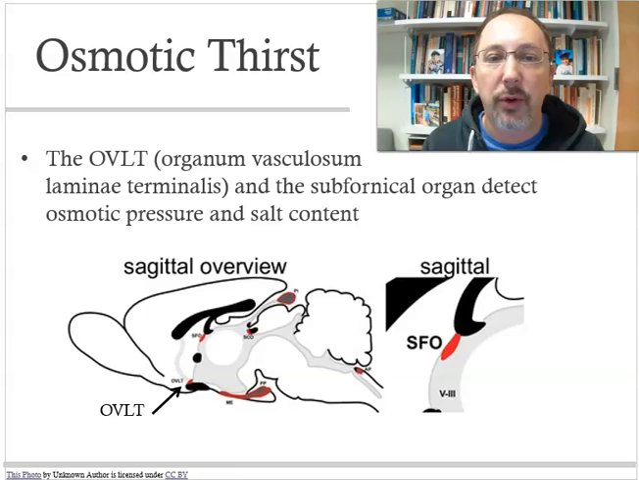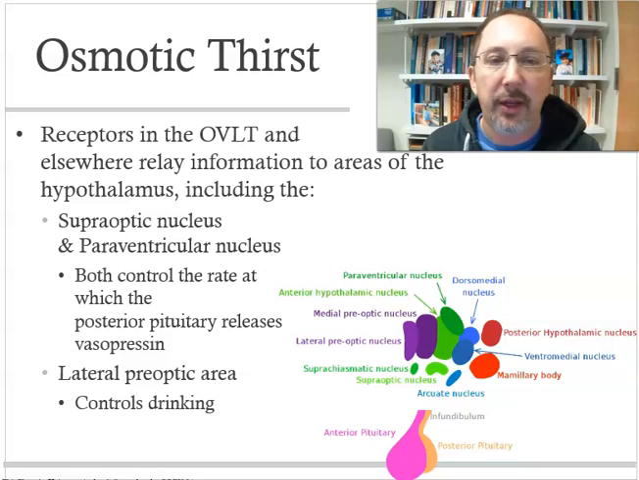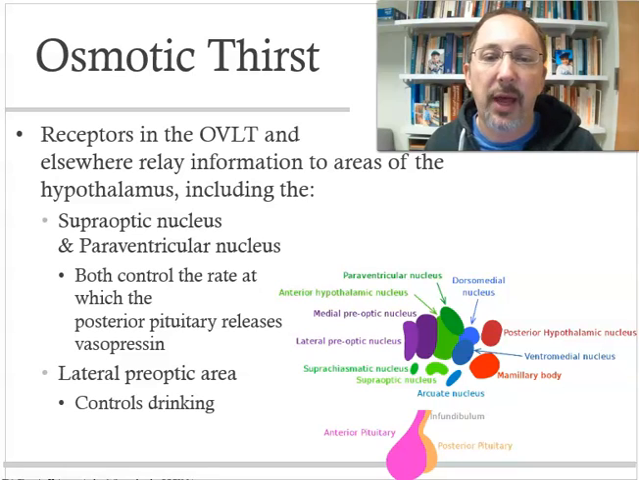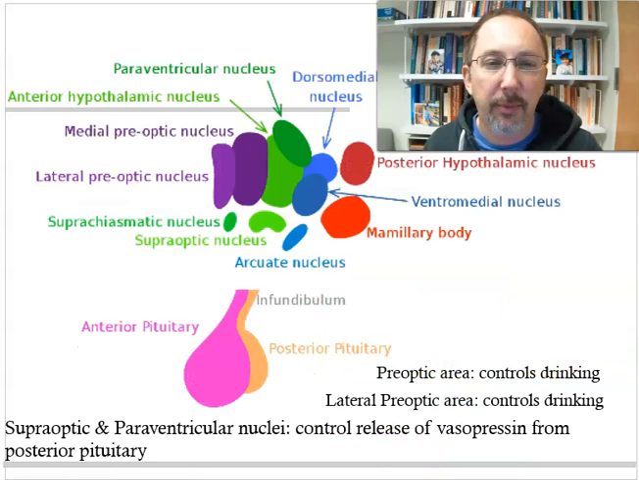So here's the OVLT, the organum vasculosum laminae terminalis. We also have the subfornical organ, and they detect osmotic pressure and salt content. And we see this is about where we are. The receptors in the OVLT and elsewhere tell us about these pressures and salt content. And we've got our supraoptic and paraventricular nuclei, which both control the rate at which the posterior pituitary releases vasopressin. Because what we want to do is connect the information from the OVLT to other areas that can actually control this pressure. We also have the lateral preoptic area that we see here, which tells us about whether we should drink. And here's some zoomed in at these.